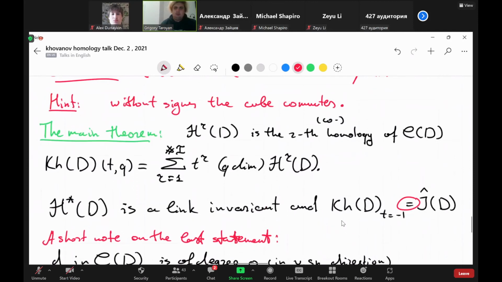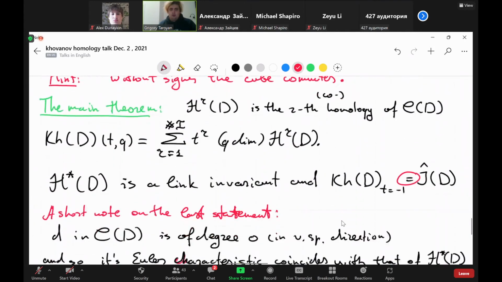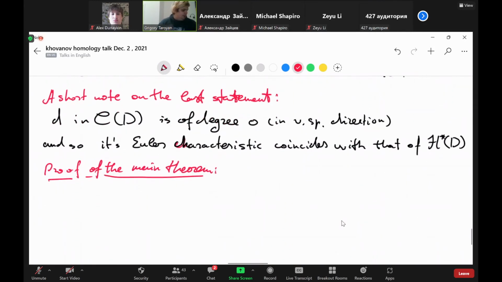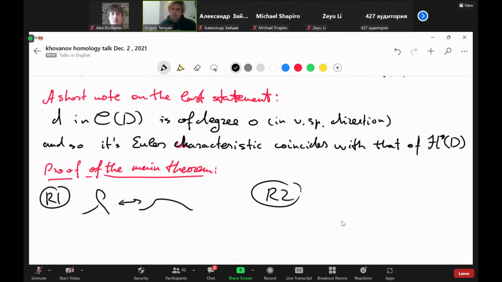So let's once again look at this theorem. We need to prove that it is a link invariant, and we will do this by proving that it is an invariant under Reidemeister's moves. So first of all, I'll have to recall what Reidemeister's moves are, although perhaps it is unnecessary here, but nevertheless, it's better to recall. So that's R1, R2 looks like this.